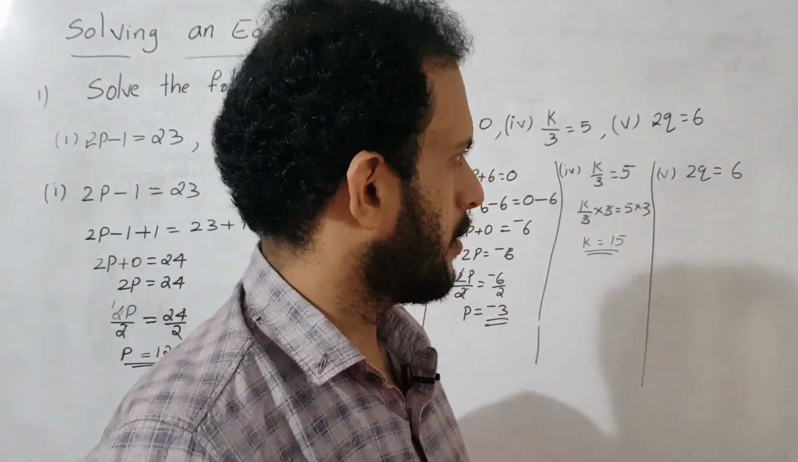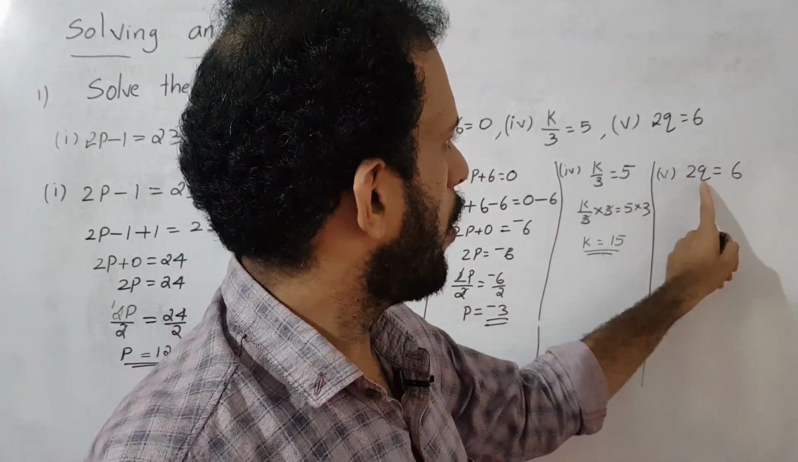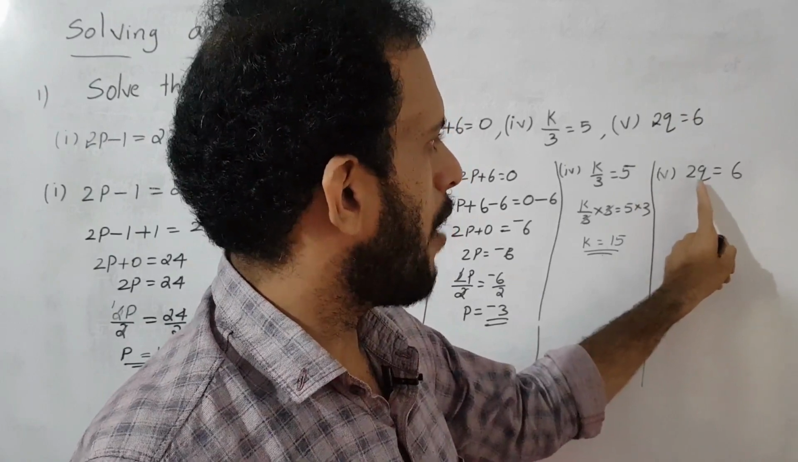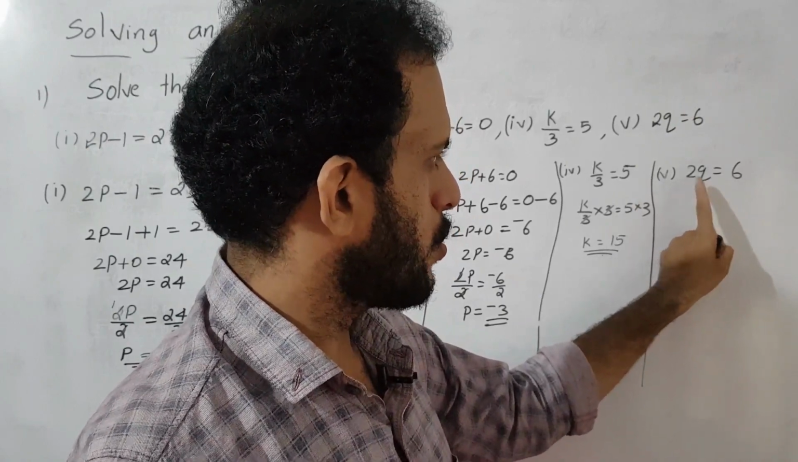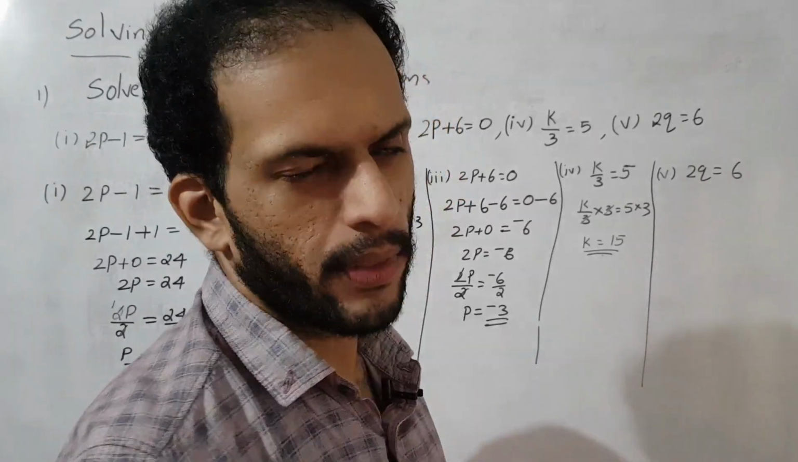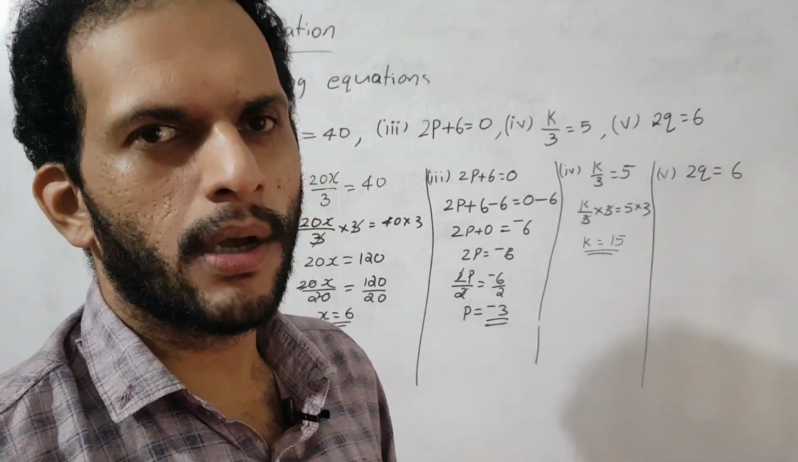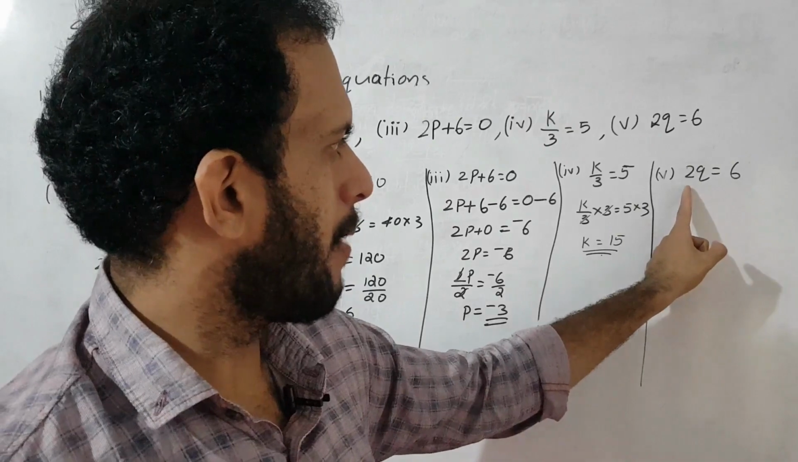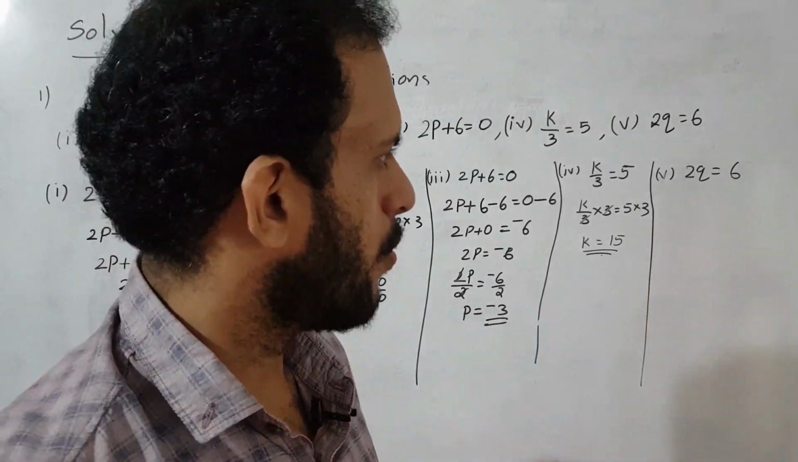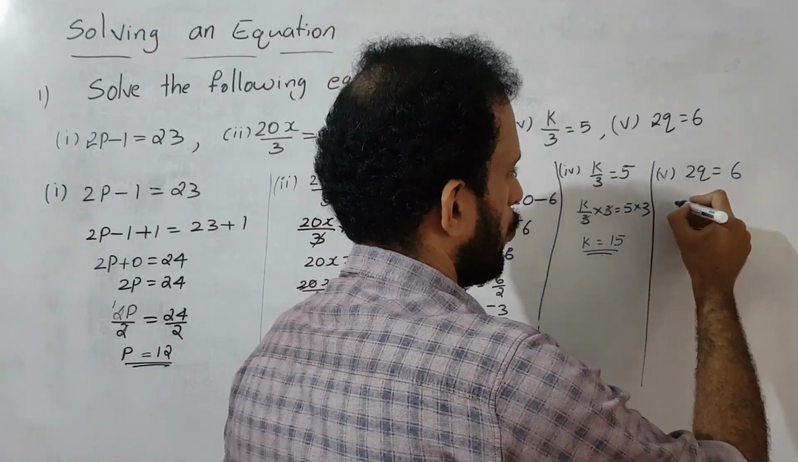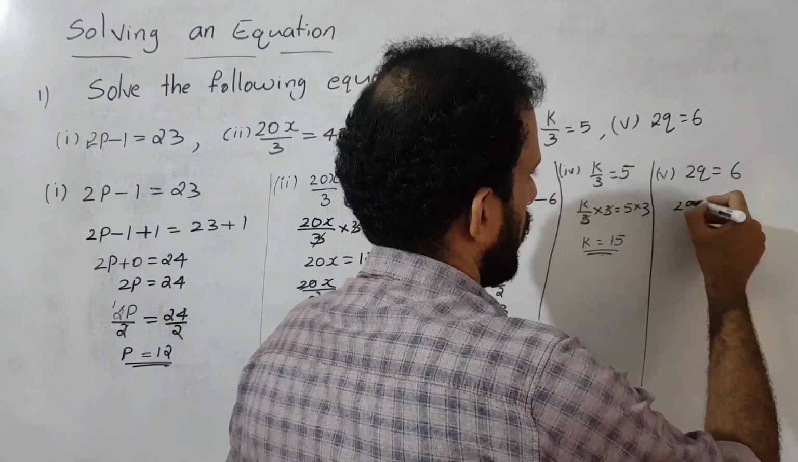So we think, do we have any number with variable q? Yes, we have a number. What is that? 2. So we need to remove 2 only. 2 മാത്രം ഒഴിവാക്കിയാൽ മതി. So here we are multiplying 2 and q. So to remove the 2 we divide both sides by 2.